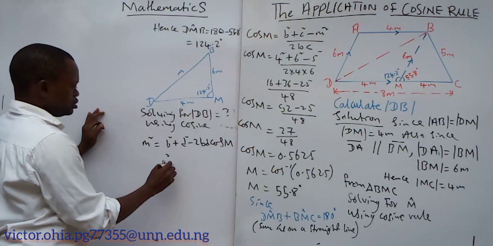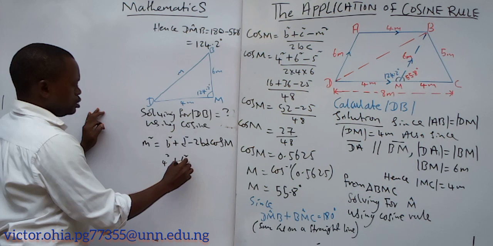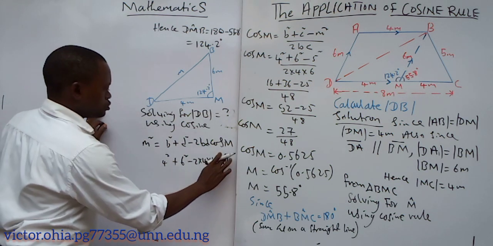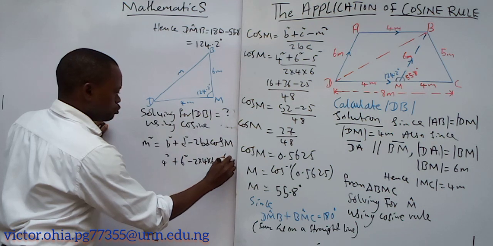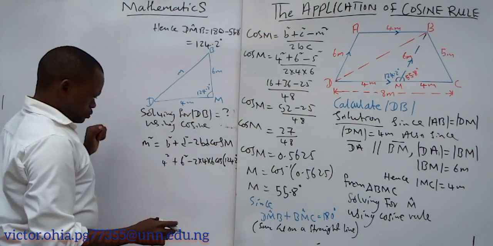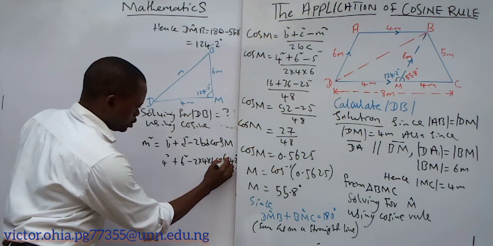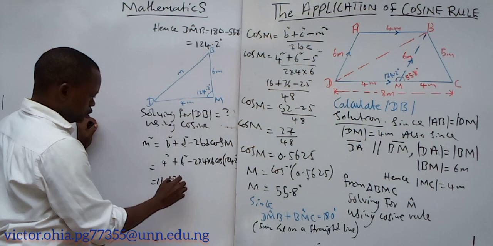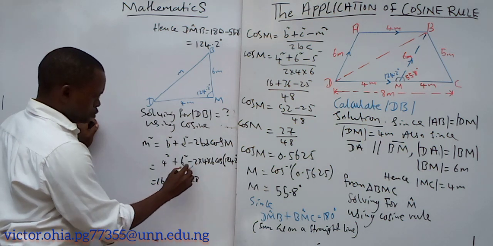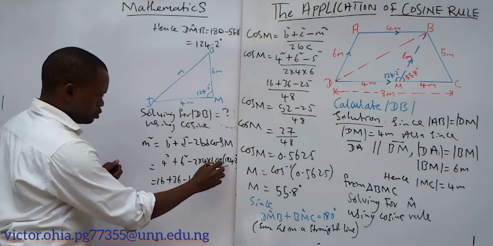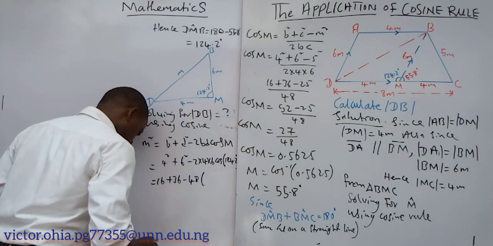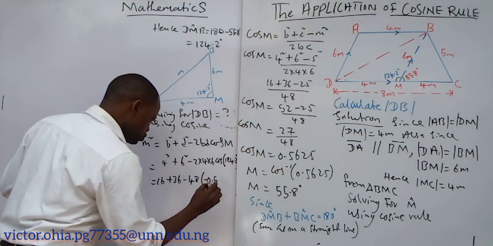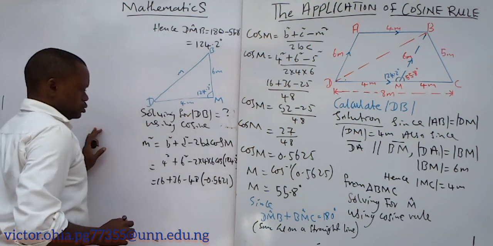So b is 4 squared plus d is 6 squared minus 2 times 4 times 6, then cos bracket 124.2 degrees. I'm sure this is clear. So this is 16 plus 36 minus, the whole of this is 48. That is 2 times 4 times 6 is 48. Then you put in bracket cos 124. Cos 124 will give us negative 0.562621. Okay? That is what it will give us.